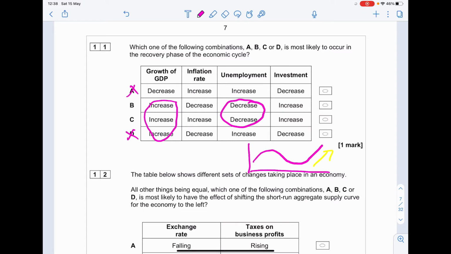So we've got to the point where we've sort of got a 50-50 chance of getting it right. If the economy is growing, then you're likely to get an increase in investment. That doesn't really help us in this particular question, but at least we can confirm that it's still either B or C. So then we have to think, well, what's likely to be happening to inflation? Well, if you've got economic growth, you've got your aggregate demand curve shifting to the right, then you're most likely going to get a little increase in inflation. In the recovery phase, it probably won't be big, but you will likely get some inflation. So C is going to be your correct answer.